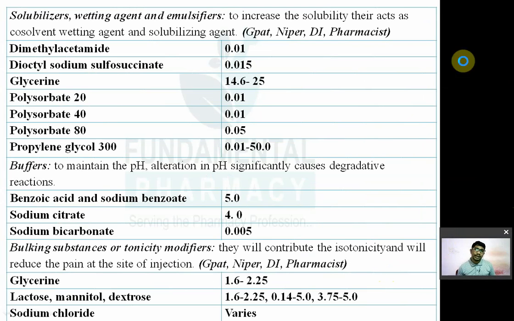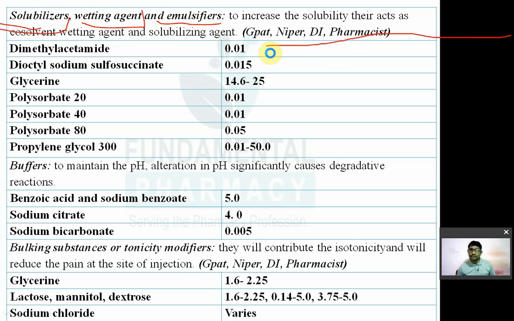When will we use a solubilizer? If your drug is poorly soluble in the vehicle, then you have to use a solubilizer. Wetting agent means if your drug is poorly wetting, then you have to use a wetting agent. Emulsifier, okay, again to increase the solubility, and therefore acts as a co-solvent or wetting agent or solubilizing agent.